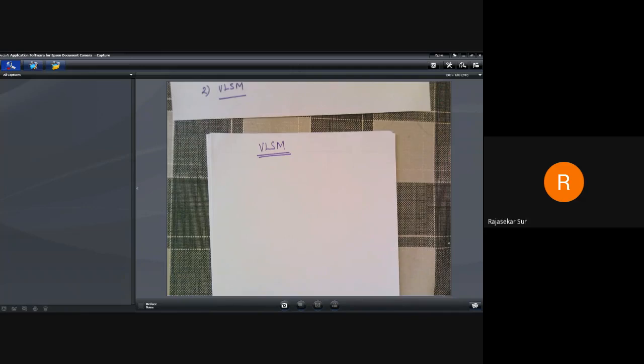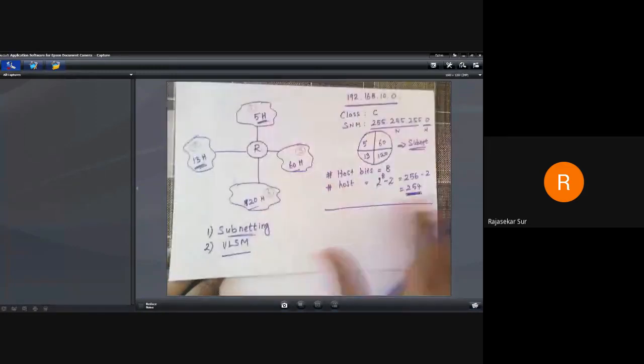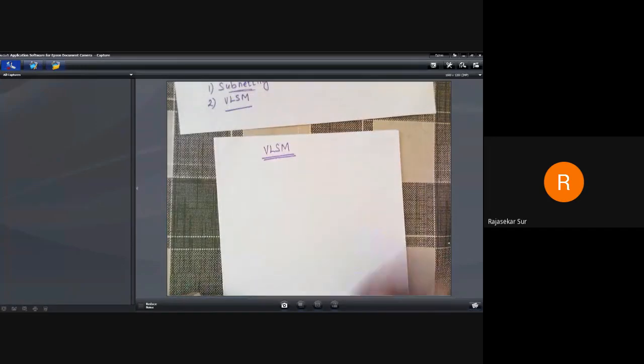Okay, the variable length subnet mask, VLSM. I'm going to do it. Very simple, no need to worry about it. If you understand the concept that I explained now, it will be easy for you. Now I'm going to take the same problem and apply VLSM, variable length subnet mask.